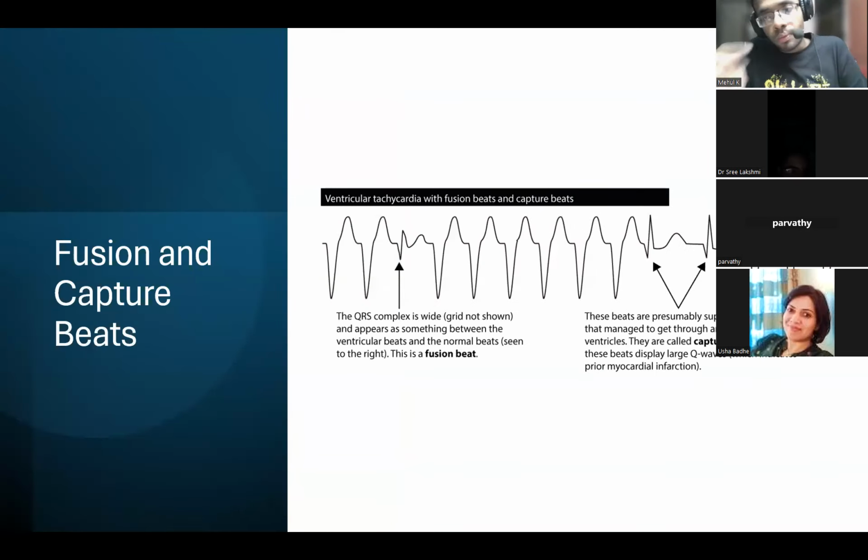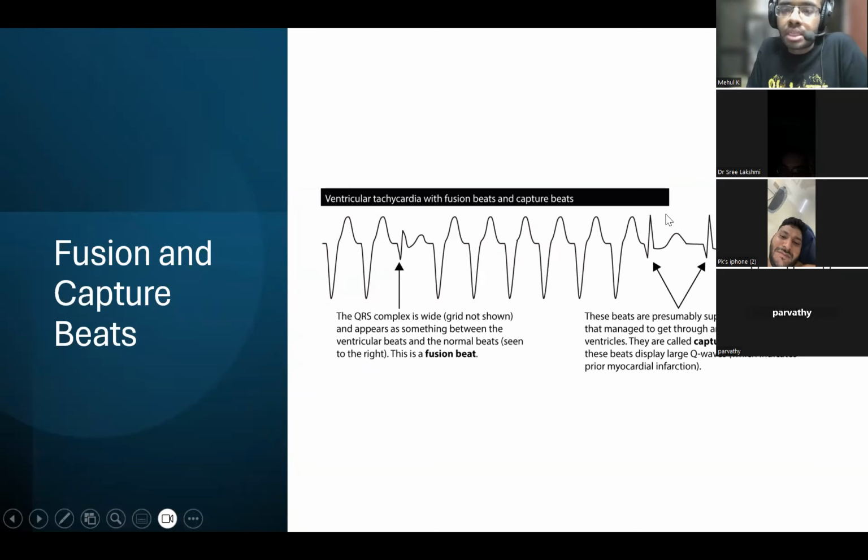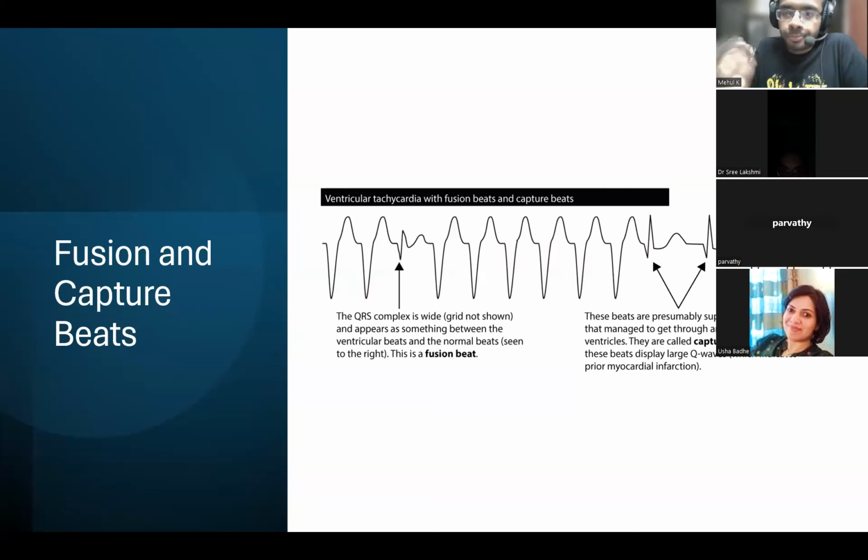You want to look for other things also, like your fusion beats and your capture beats. If you see these things, it is 100% VT. So fusion beat is that in between the broad complexes, you see a somewhat narrow complex, not quite as narrow as normal, but something in between broad and narrow. That is your fusion beat. Capture beat is that in between the broad complexes, you get a narrow beat. So those are capture beats. If you see these things, they are diagnostic of VT.